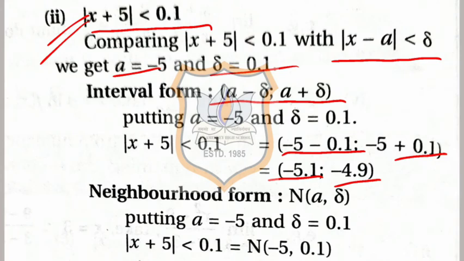Neighborhood form is simple, that is N A delta. Let's substitute. A is minus 5, delta is 0.1. So our answer will be N minus 5, 0.1.